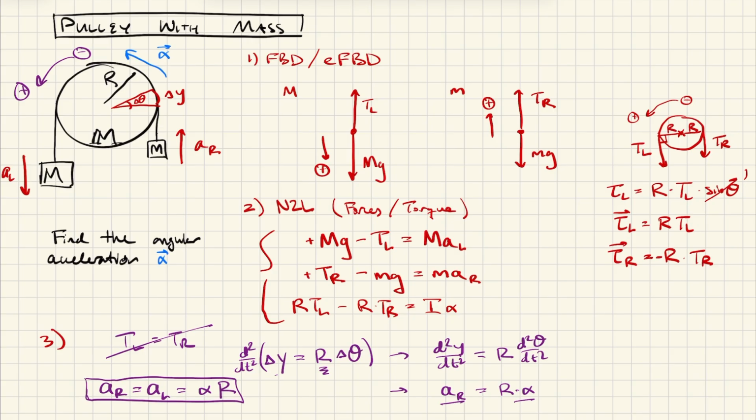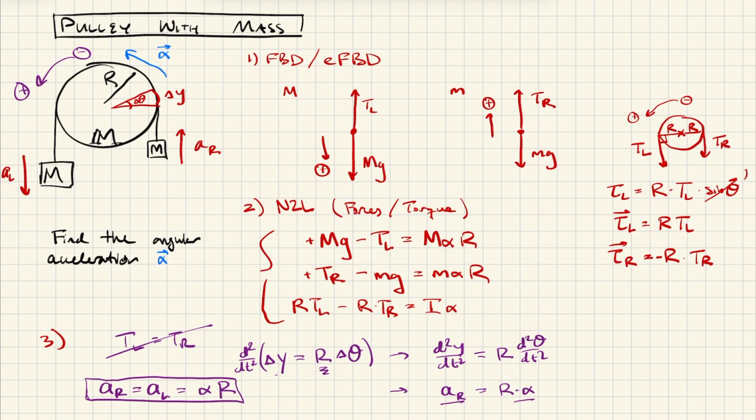Okay, so the first thing I can recognize is that I know that AL and AR are the same. So I'm going to kill the subscripts on AL and AR. And I also know that this alpha is related to A, right? So I know that because A equals alpha times R, I can rewrite these A's to be alpha times R and alpha times R. And so now the only thing that's measuring acceleration is this alpha. In other words, we're measuring the acceleration of the entire thing just in terms of how quickly the pulley is rotating.